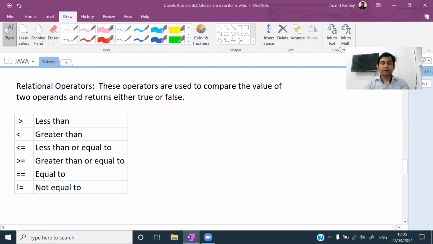So the next operator is the relational operator. Relational operators you can see on the screen. These operators are used to compare the values of two operands and return a Boolean value, either true or false. For example, you know these symbols also: greater than, less than, greater than.